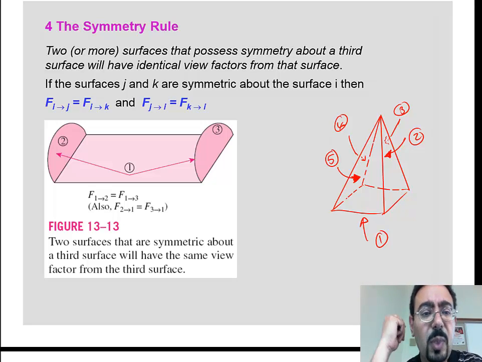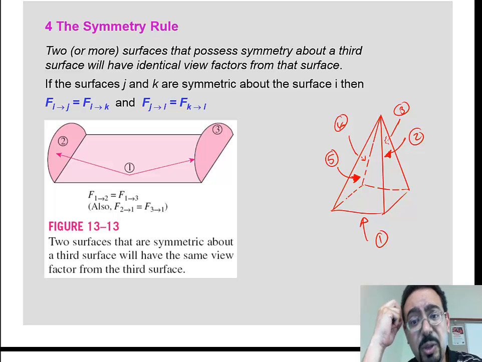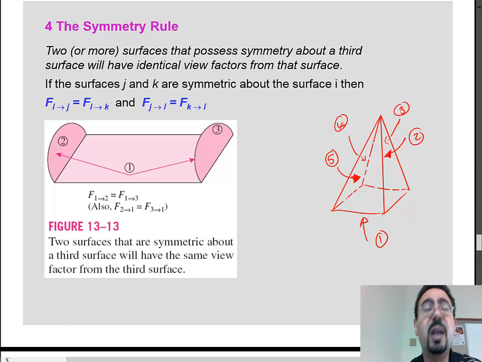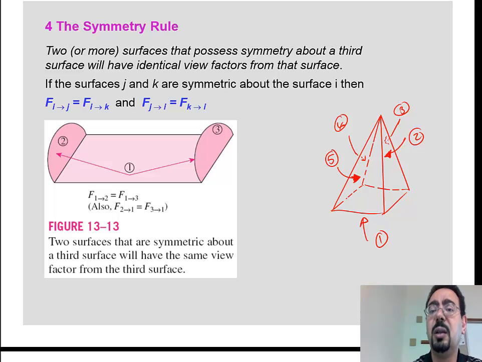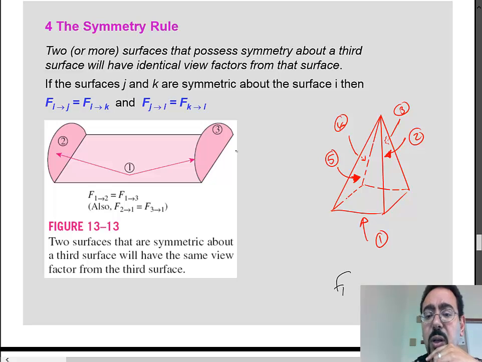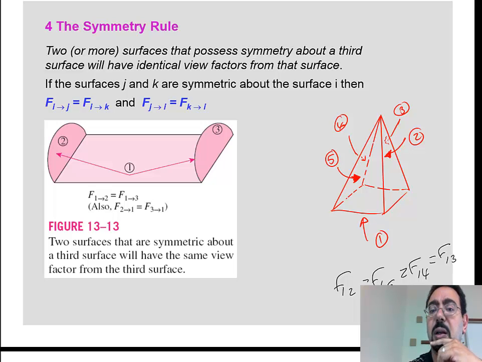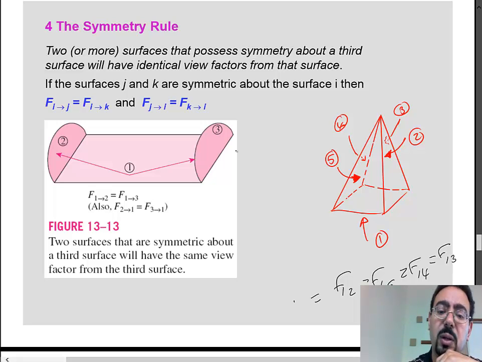Okay, the fourth rule is the symmetry rule, and that is, if all the geometry is exactly the same, they will probably get the same share. So F1,2 is probably the same as F1,5, the same as F1,4, the same as F1,3. Right? And how much is F12, or F15, or how much are all those guys?